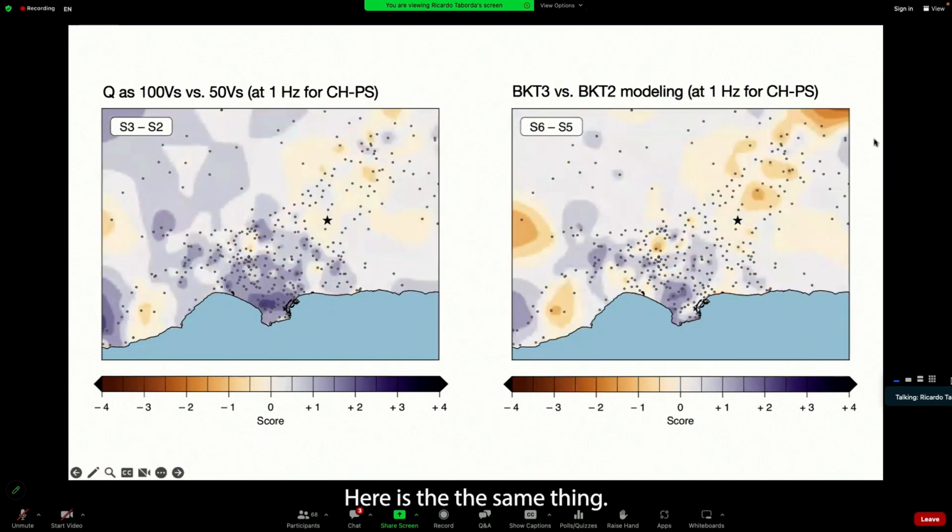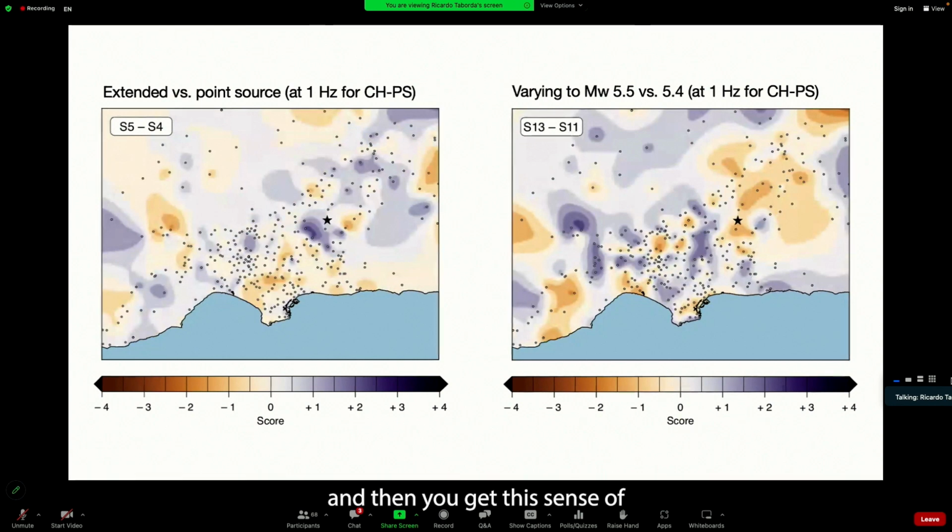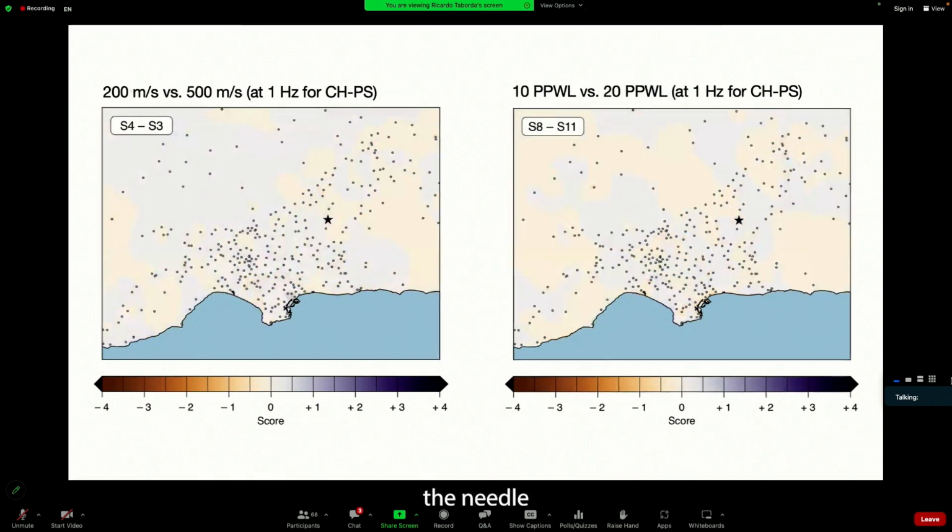Here is the same thing, but comparing attenuation models on the right, and then factors that determine the Q for the velocity models. So different attenuation models in terms of the mathematical approach and in terms of the physical representation. That's what I meant to say. And then you continue doing this, and you get a sense of which of these factors are more relevant and how much they move the needle. For instance, here, the minimum velocity of 200 versus 500 is irrelevant, but this is because these simulations were up to 1 Hertz. If you push that to 5 Hertz, then the 200 meters per second might be a much more relevant factor. Accuracy, numerical accuracy on the right, number of points per wavelength.